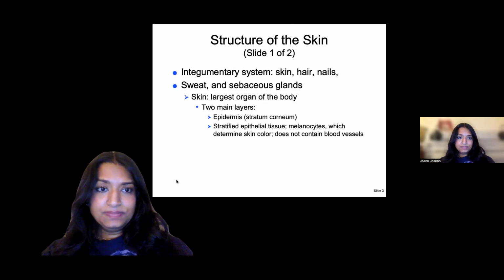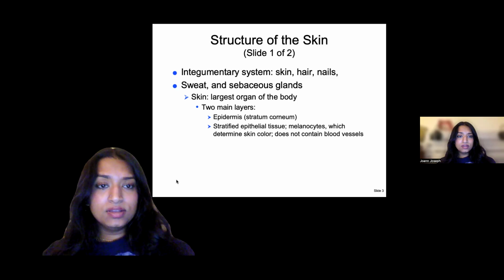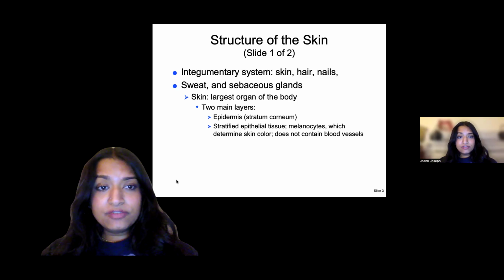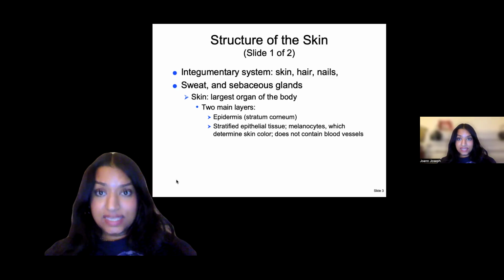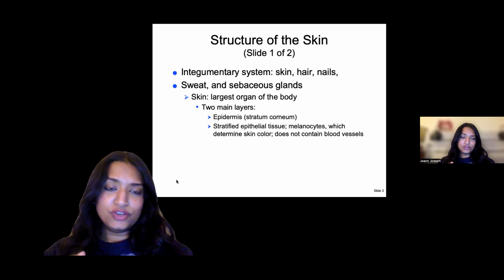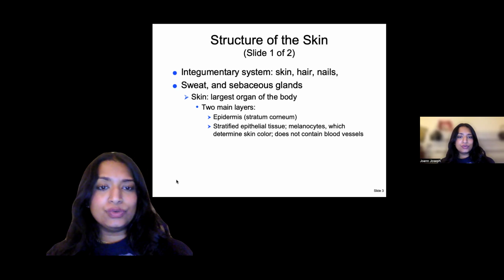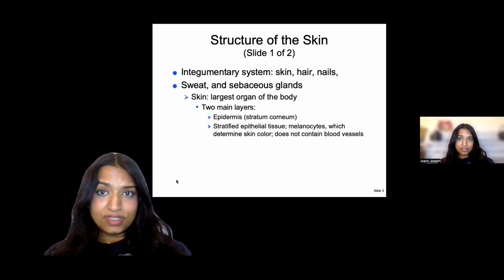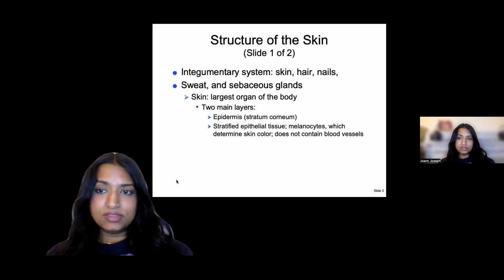Structure of the skin. So you have the integumentary system that refers to your skin, your hair, your nails. You have sweat, of course, that comes from this, and sebaceous glands. The skin is your largest organ of the body. So there's two main layers. You have the epidermis, and then you have stratified epithelial tissue, melanocytes, which determine skin color. They do not contain blood vessels.